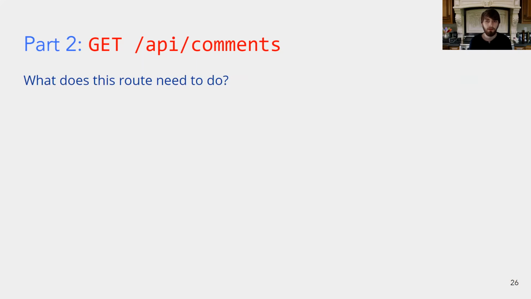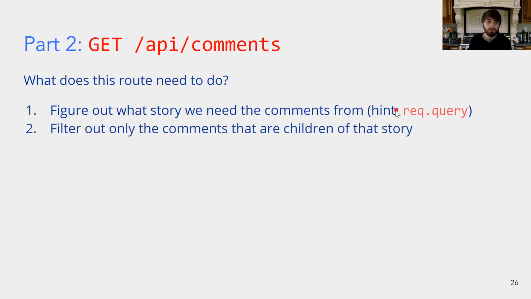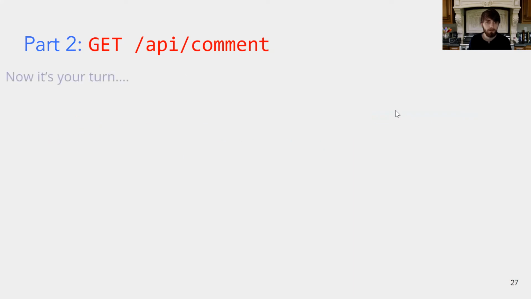So we've said it quite a bit already, but this route needs to get you the comments that the story is attached to. And to break that down even further, first of all, you need to figure out what story the comments are attached to using req.query. And then you need to filter out your comments such that you only get comments that are attached to that story, and then send back those comments. So now you get to do it.